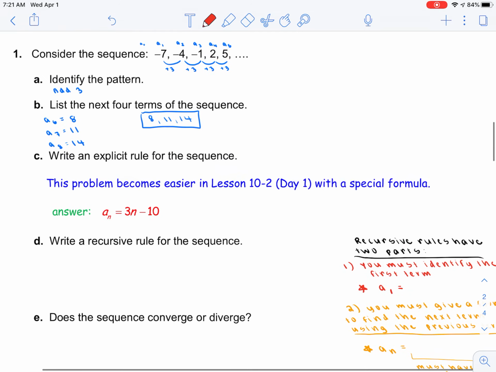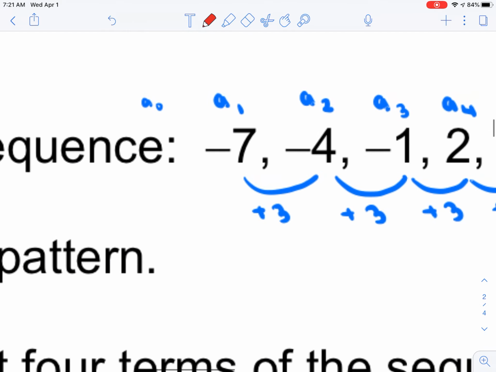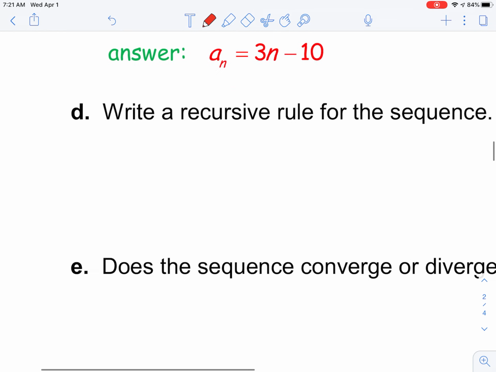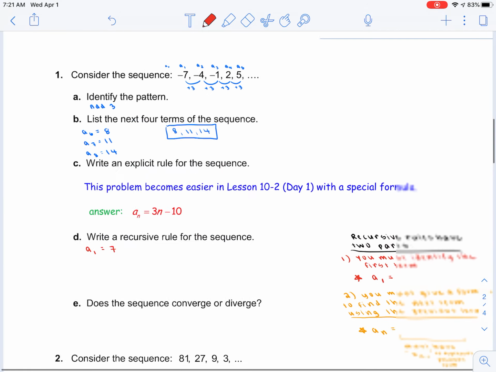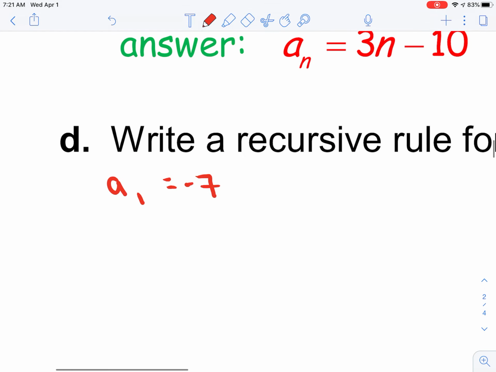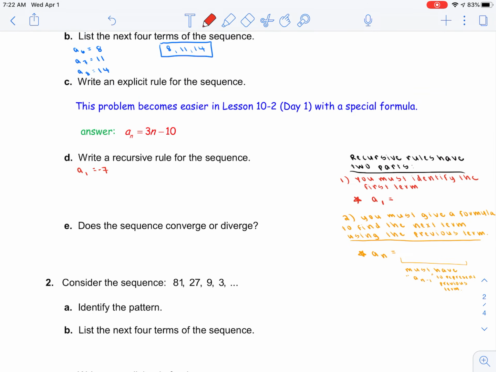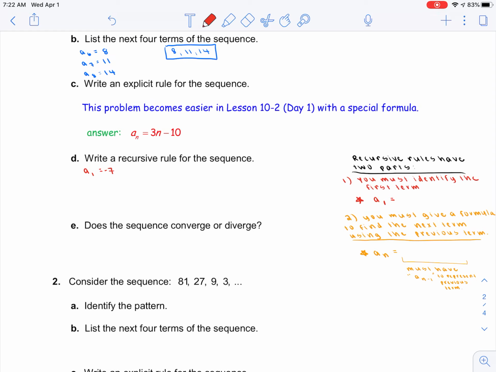So for this specific problem, notice that our first term was -7. So the first thing you have to have when writing a recursive rule is a sub 1 equals, and in this case it was that value of -7. The second thing you need to have every time you write a recursive rule is a formula to find the next term, but using the previous term.